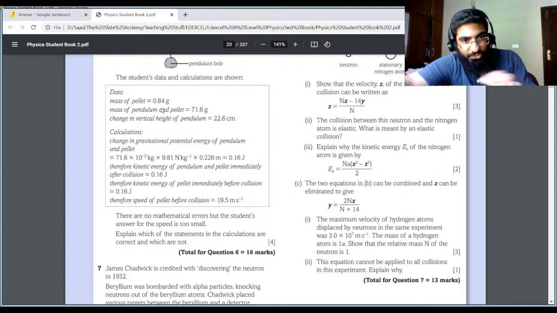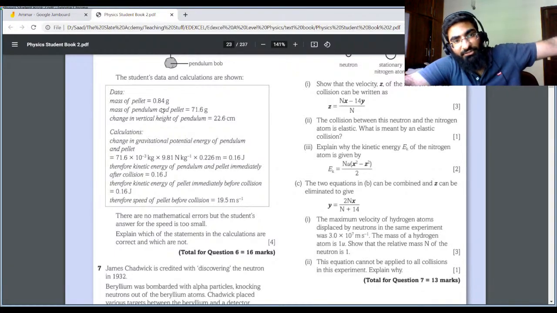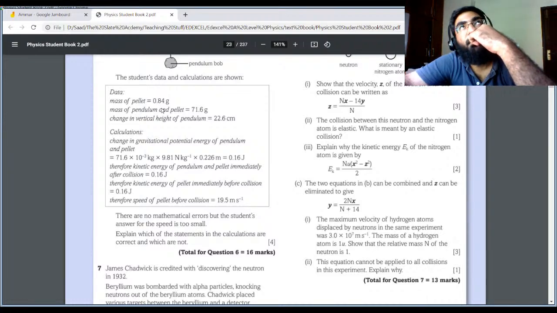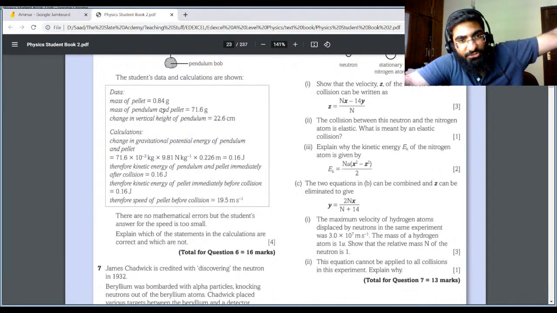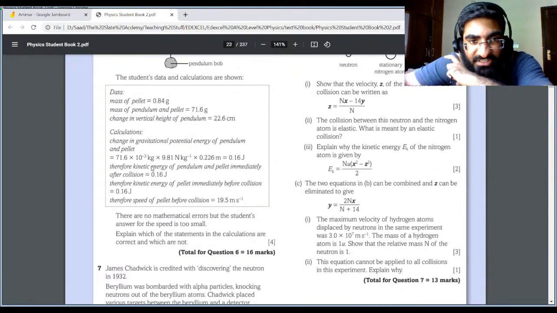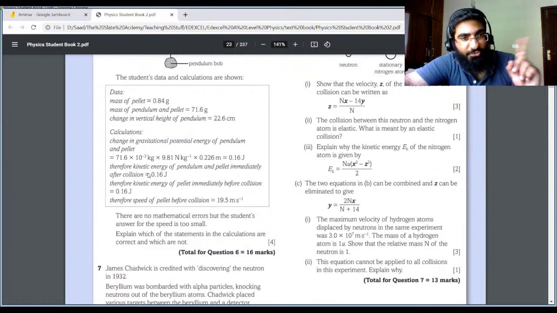Because it would take a few seconds or milliseconds to swing and reach the maximum height, right? So that is the time when it will gain gravitational potential energy. Initially right now it has KE, but is this KE equal to the combined mass of the two, or is it just because of the pellet? Should the combined mass be used to calculate kinetic energy?